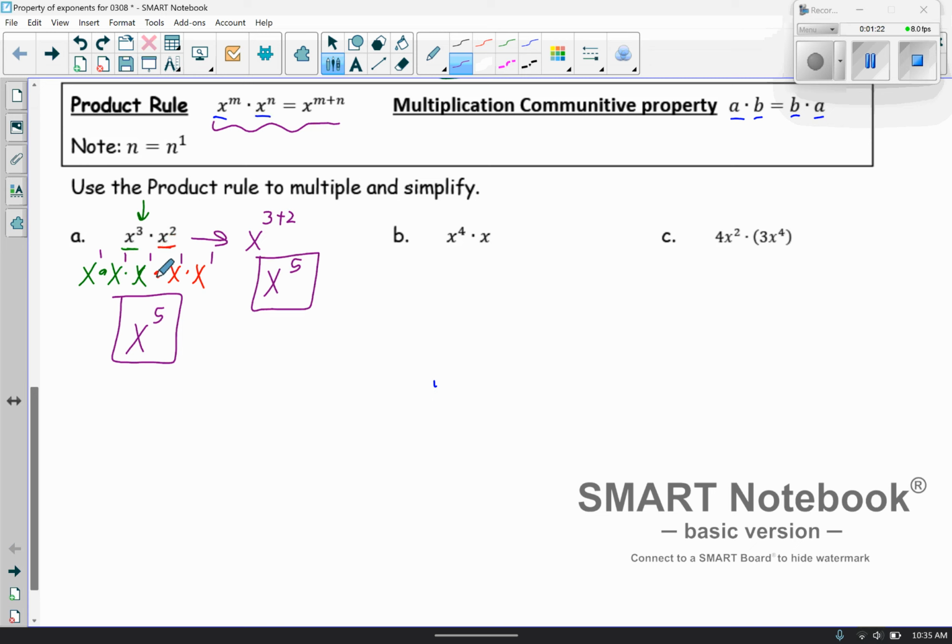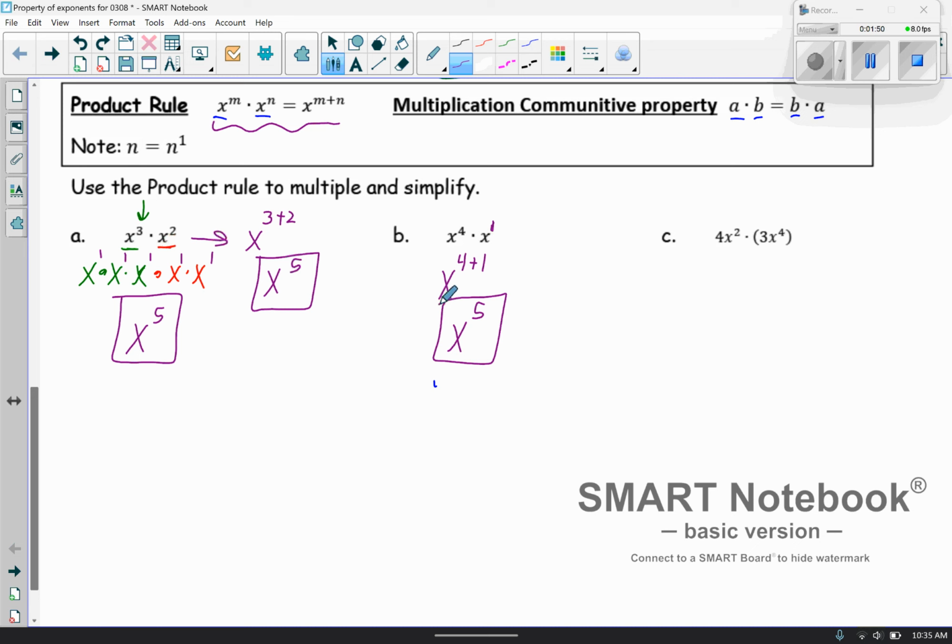Now, I went through that demonstration just so you can get a better understanding of why we add the powers. So looking at B right here, we have x to the power of 4 times x. A common mistake is students will just think it's x to the power of 4. They forget that there's an understood power of 1 right here. So we actually do want to add the 4 and that understood 1. And so then we get x to the power of 5.